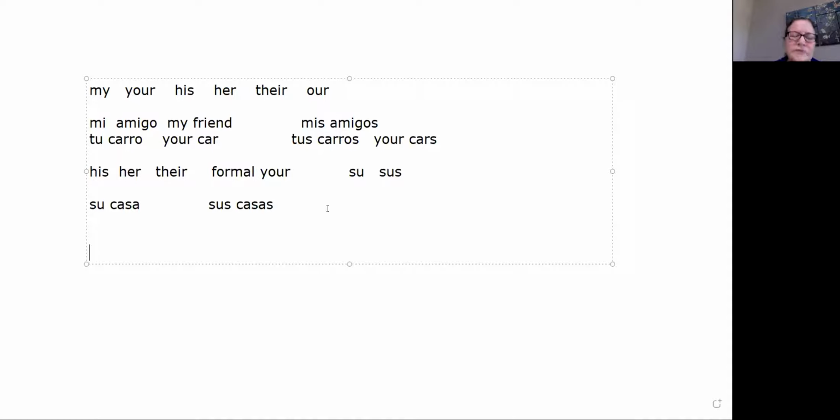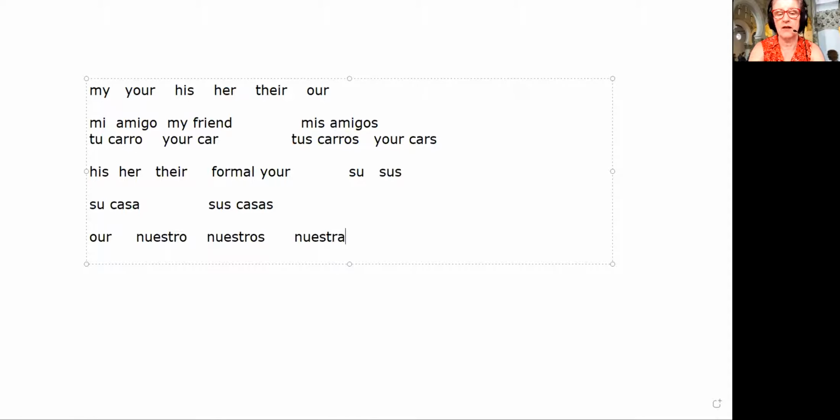Yes. Okay. The only word out of that whole group that is kind of shifty and odd is this one, our. Our cannot go into just singular and plural, like mi, mis, tu, tus, su, sus. Our needs to go into both gender and number. So there are going to be four words for our. Nuestro for a masculine, one thing. Nuestros for masculine, plural things. Nuestra for feminine thing, owned, one of them. And nuestras for feminine, more than one.